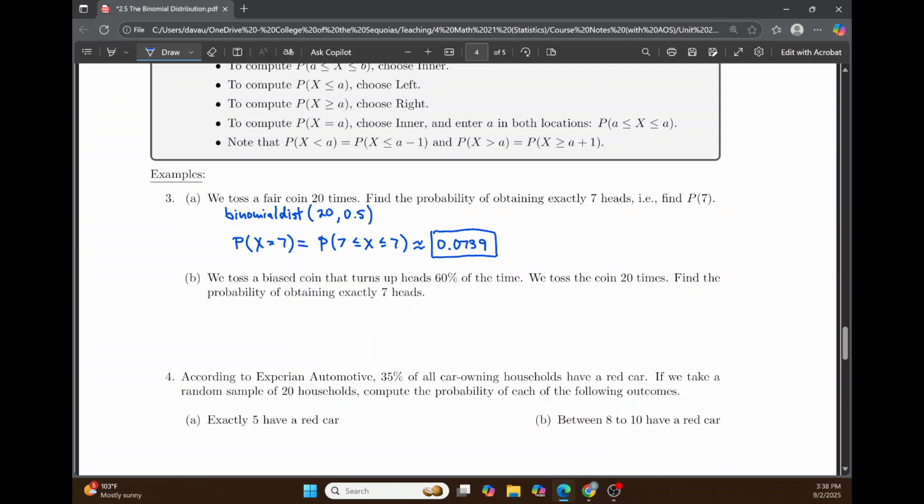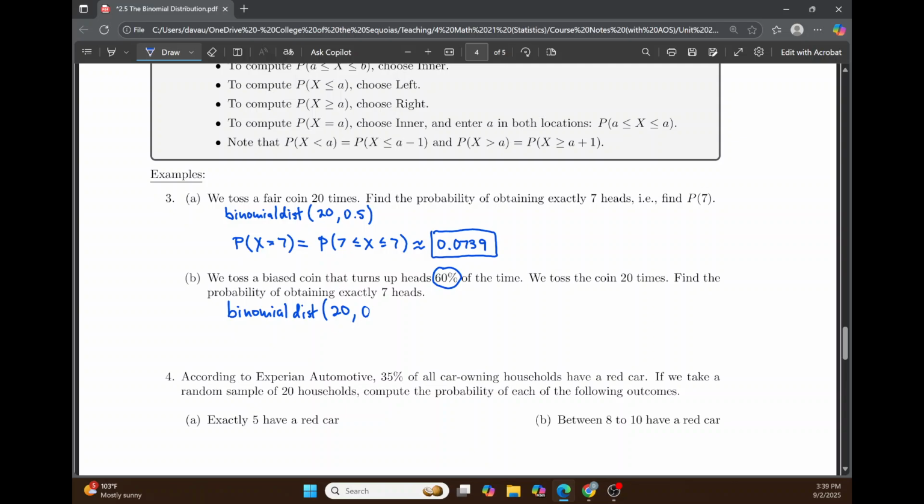Okay, part B. We toss a biased coin that turns up heads 60% of the time. We toss the coin 20 times. Find the probability of obtaining exactly 7 heads. So this is going to go much the same way as part A. We're going to use the binomial distribution. We have 20 trials, but this time the probability of success is 60% because our coin is biased, maybe it's like weighted on one side or something.